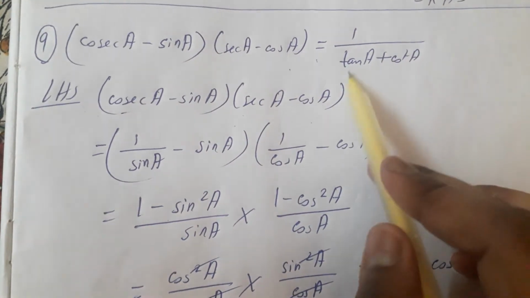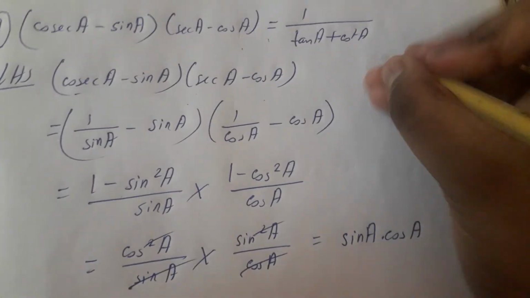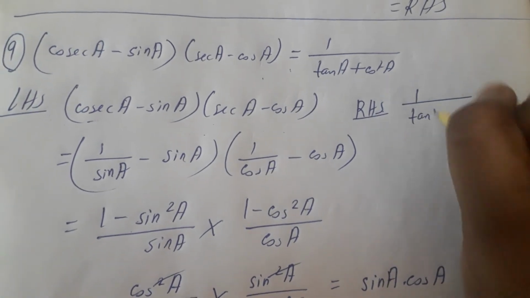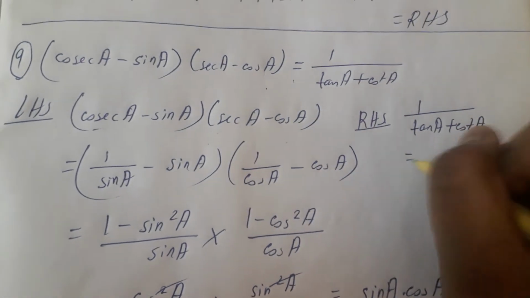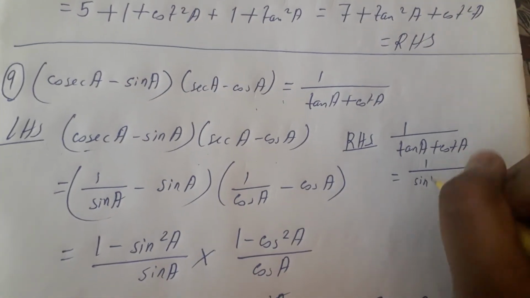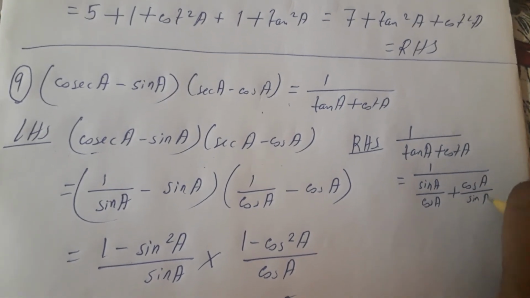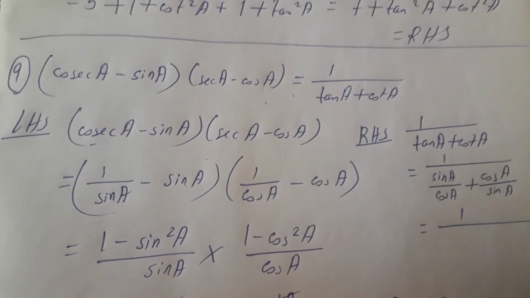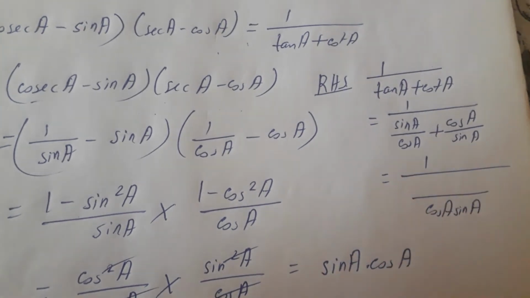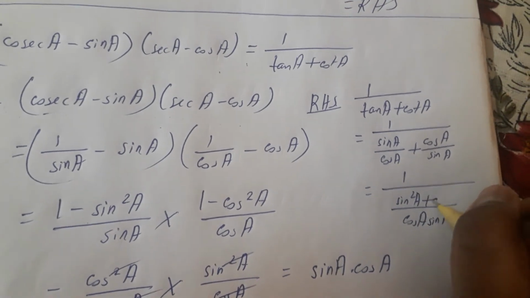In the RHS part, you have to prove 1 by (tan A plus cot A). Now see, here I am doing the RHS. See, 1 by tan A plus cot A. So convert it into sin A and cos A. Now write (sin A by cos A plus cos A by sin A), and 1 divided by that. You have to simplify this. You will get cos A sin A in the LCM part. Now you will get sin square A plus cos square A.